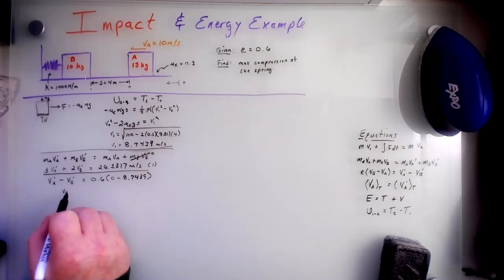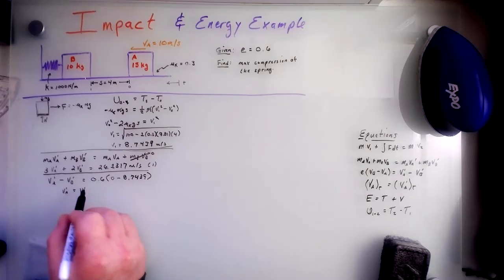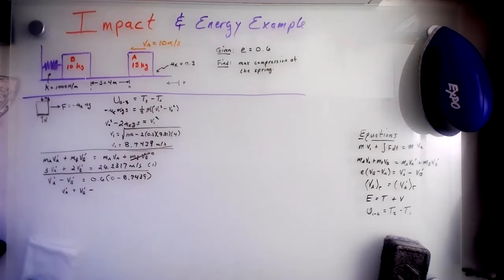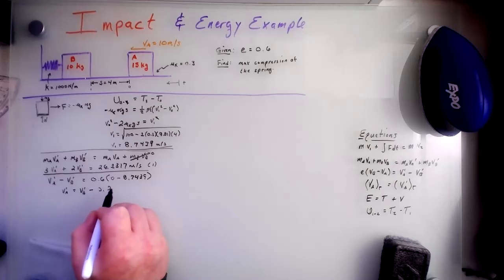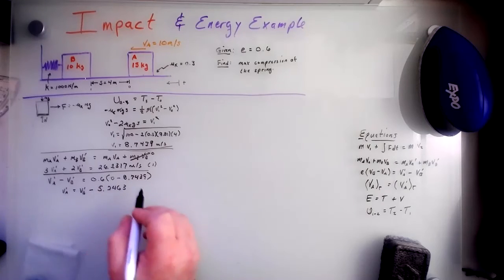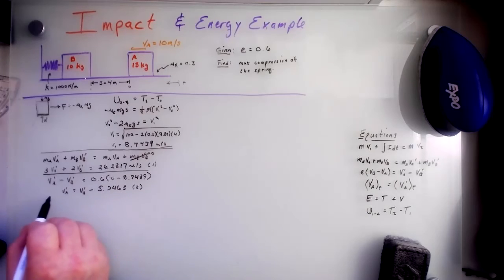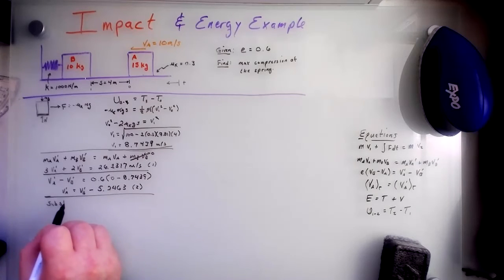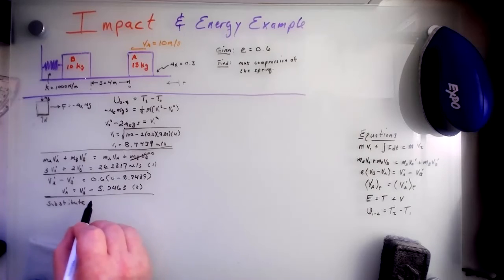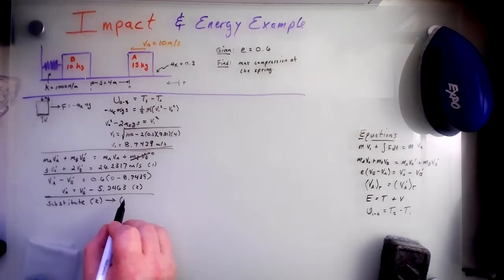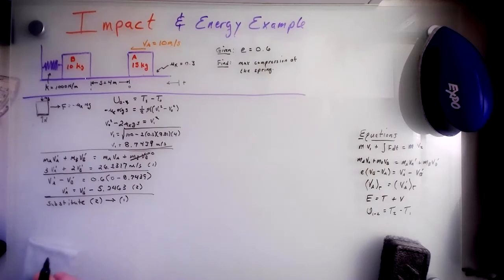So VA prime is going to equal VB prime, and that'll be minus 0.6 times 8.7439. So 0.6 times 8.7439 is 5.2463. And we'll call this equation 2. All right, so we'll substitute equation 2 into equation 1. It's always good to leave yourself a note about what you're doing, and dividing your sections is also not a bad idea.